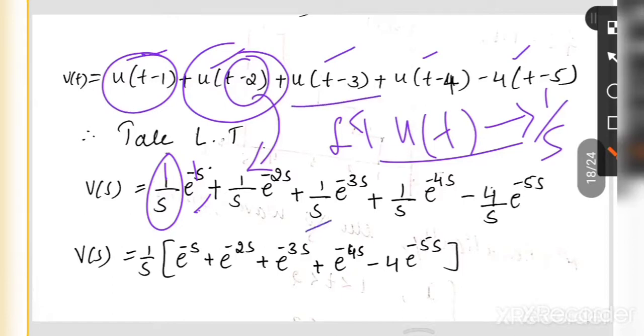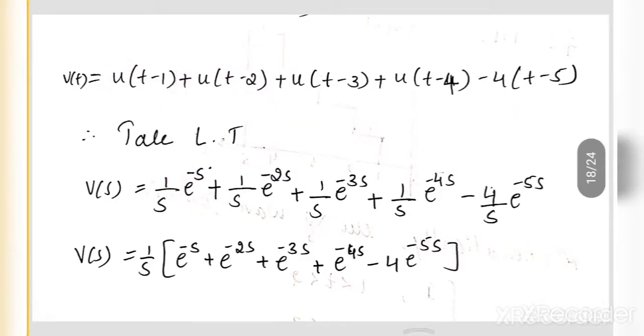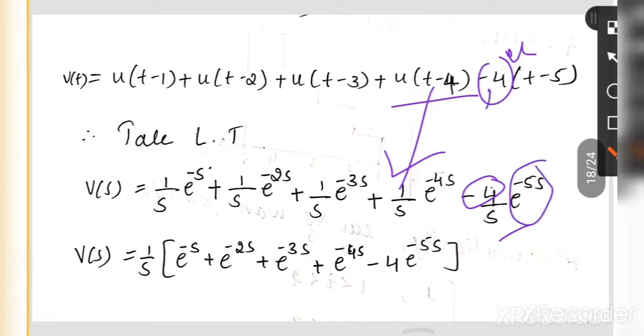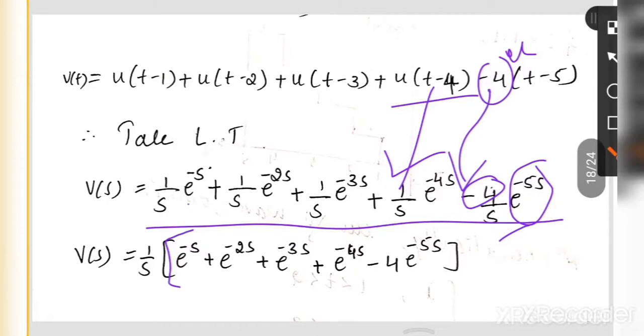Similarly 1 by s into e raised to minus 3s, and u of t minus 4. Therefore it should be 1 by s into e raised to minus 4s. Minus 4 is the magnitude into 1 by s, because it is again a u of t minus 5 Laplace transformation. So 1 by s into e raised to minus 5s. So minus 4 is the magnitude. It has to be kept as it is. Now in the above equation, 1 by s is the common factor. You can take outside. Then what remains inside is e raised to minus s.